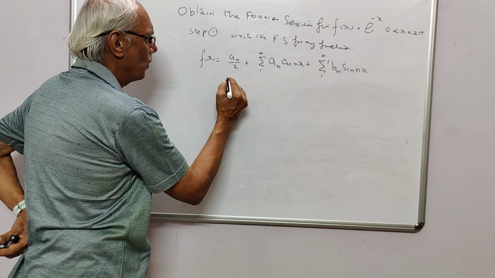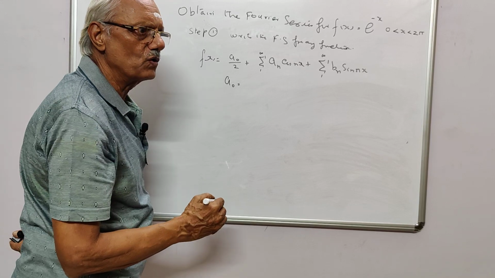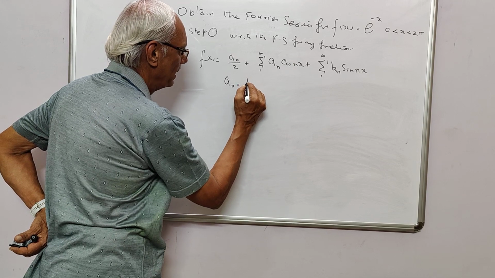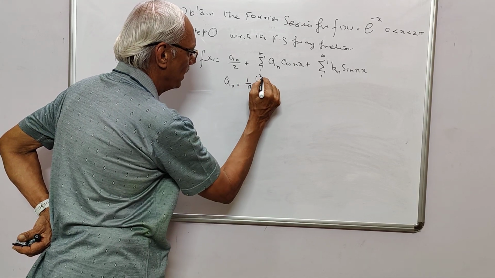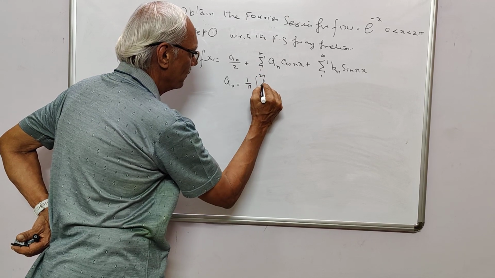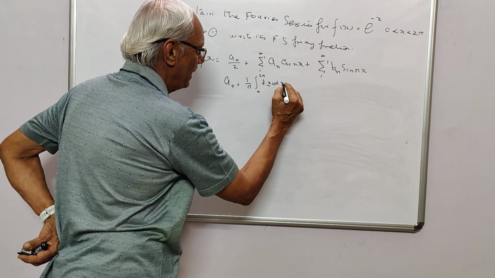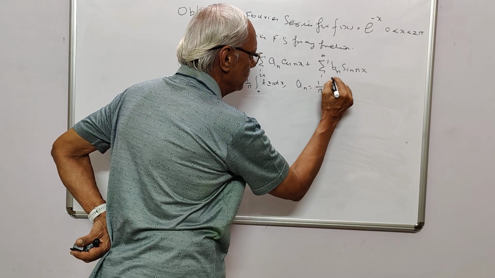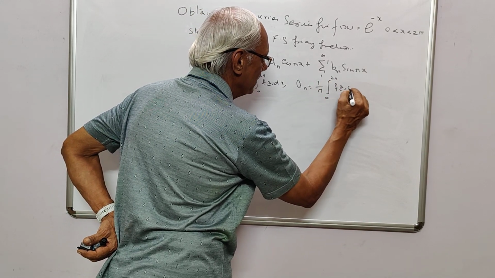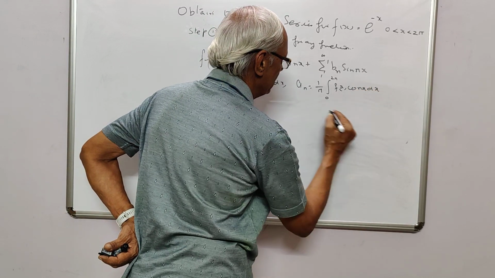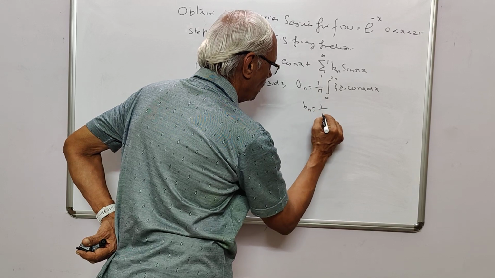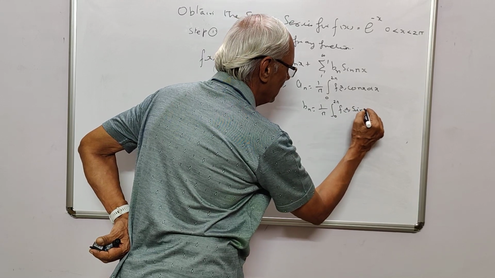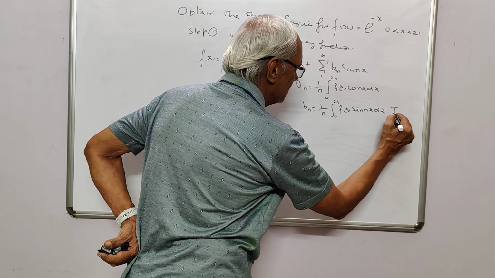And this a0, an, bn are called the Fourier coefficients or Euler coefficients, and they are given by: a0 is equal to 1 by pi integral 0 to 2 pi of f of x dx, and an is equal to 1 by pi integral 0 to 2 pi of f of x into cos nx dx, and your bn is equal to 1 by pi integral 0 to 2 pi of f of x into sin nx dx. So call this as your 1.